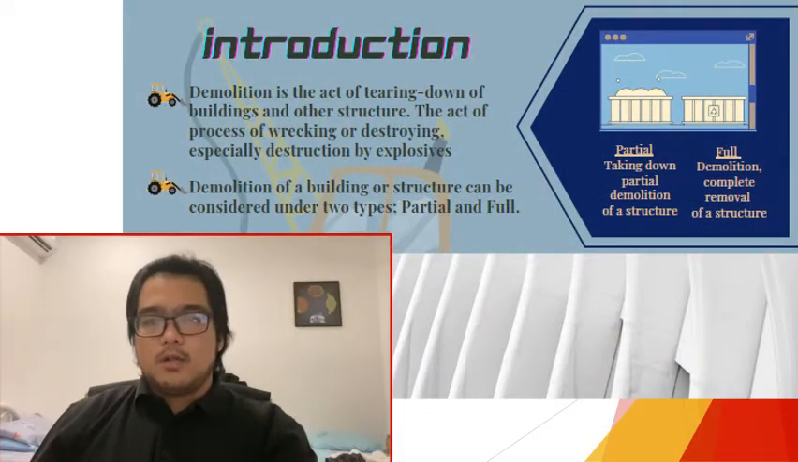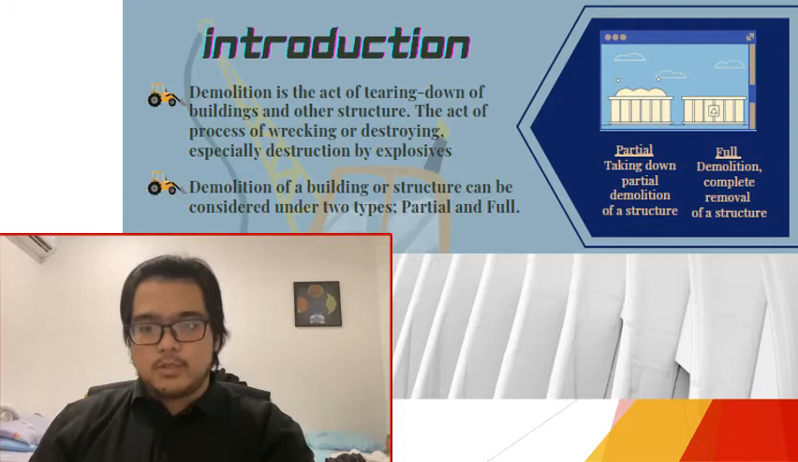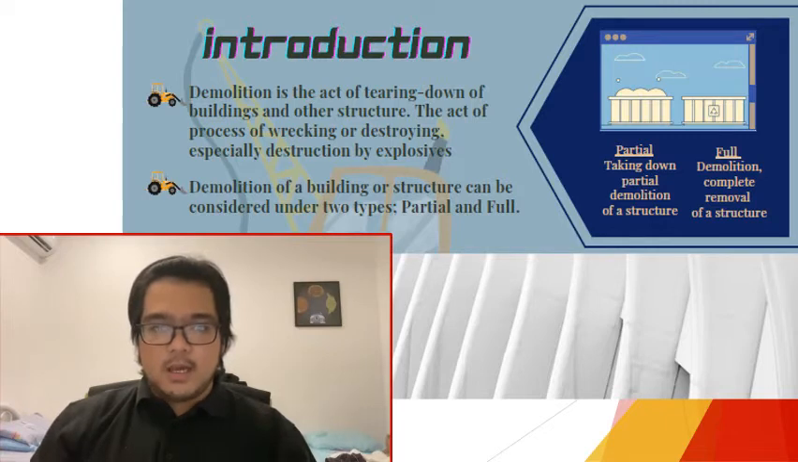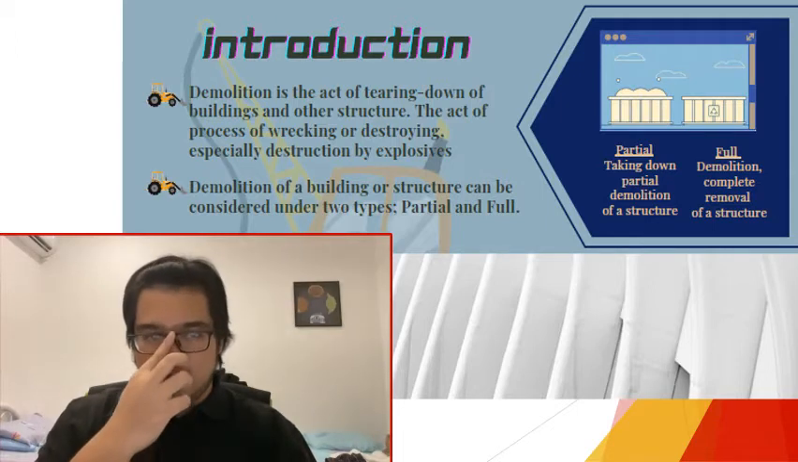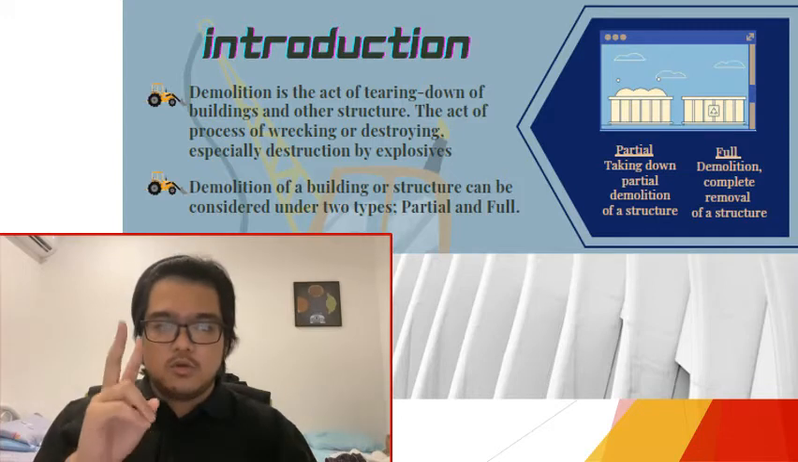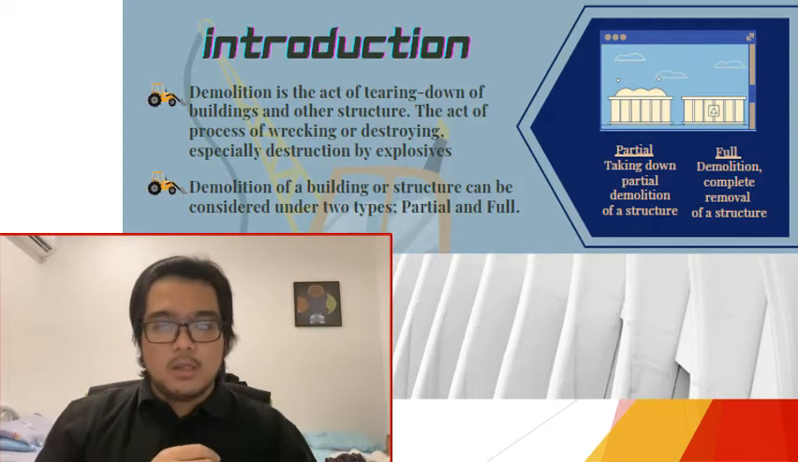Firstly, we start off with this section of the poster, which is the introduction. It states that demolition is the act of tearing down buildings and other structures, the process of wrecking or destroying, especially destruction by explosives. Demolition of a building or structure can be considered under two types, which are partial and full. Partial means taking down part of a structure, and full means complete removal of a structure.